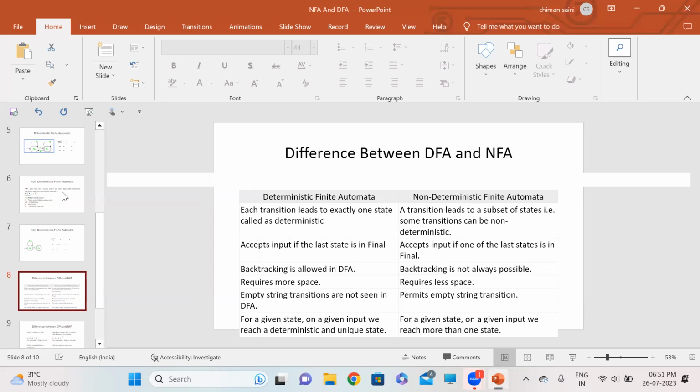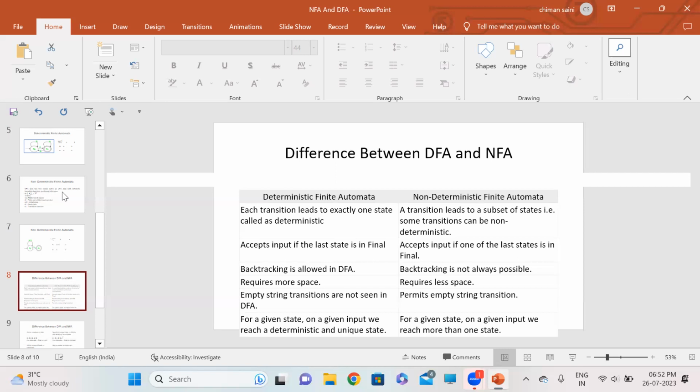Okay, then accept input if the last state is in final. And in the case of NFA, accept input if one of the last states is in the final. And backtracking is allowed in the case of NFA. We can move back our steps. If we are in some wrong state, then we can step back. Means backtracking is not allowed in DFA, but in the case of NFA, backtracking is allowed.